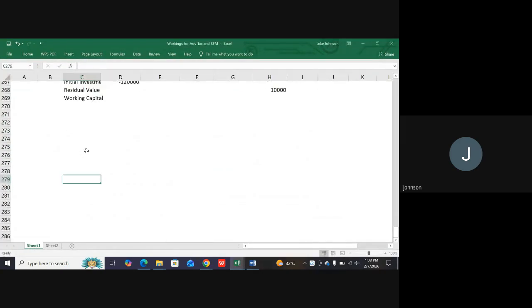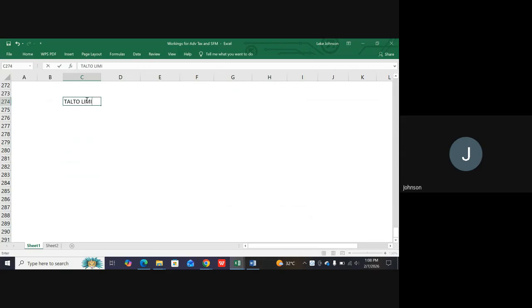So the first thing we're going to do is, I think the name of the company is Tauto Limited. So this is Tauto Limited, right? We now come over here. We are trying to get the computation of free cash flow to the company. So how do we do that?